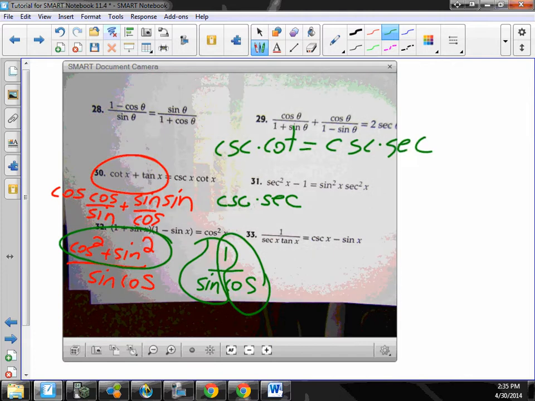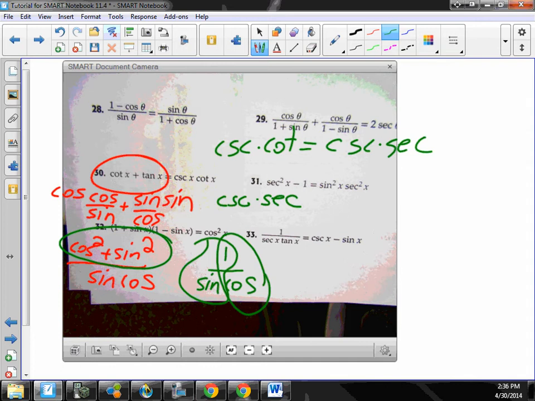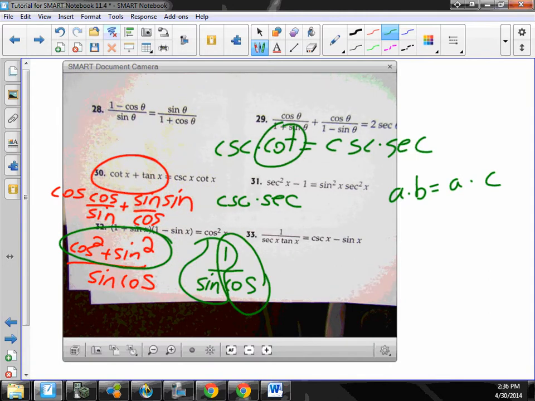It can, as long as, can A times B equal A times C? If B and C are the same number. Are B and C the same number? No. Therefore, this one is impossible.